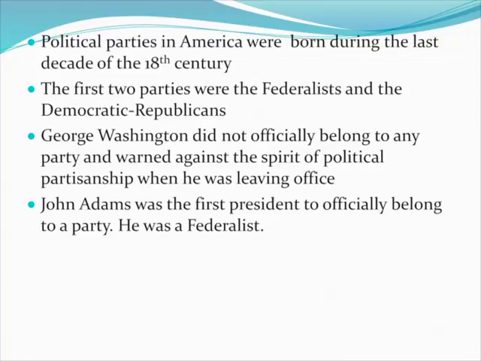Political parties in America were born in the late 18th century. The first two parties were the Federalists and the Democratic Republicans. George Washington did not officially belong to any political party, and in fact he warned against the spirit of partisanship when he was leaving office. John Adams was the first president to officially belong to a party, and of course he was a Federalist.